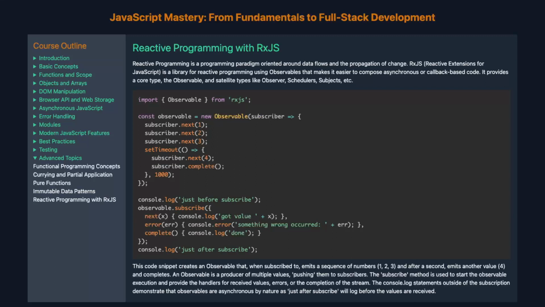This code snippet creates an observable that, when subscribed to, emits a sequence of numbers 1, 2, 3, and after a second, emits another value 4 and completes. An observable is a producer of multiple values, pushing them to subscribers. The subscribe method is used to start the observable execution and provide the handlers for received values, errors, or the completion of the stream. The console.log statements outside of the subscription demonstrate that observables are asynchronous by nature, as the log just after subscribe will run before the values are received.